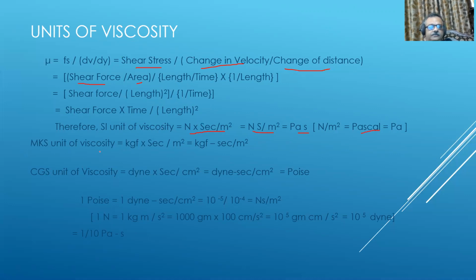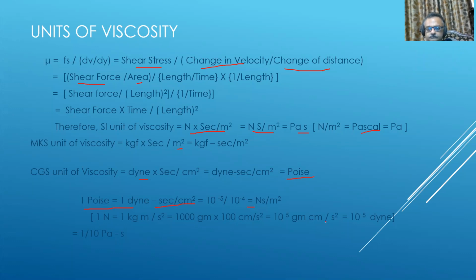This is the MKS unit of viscosity, kilogram force second per square meter. So this is kilogram force second per square meter. This is the CGS unit of viscosity, dyne second per centimeter square, and this is called poise. And how is it derived? In this way it is derived.